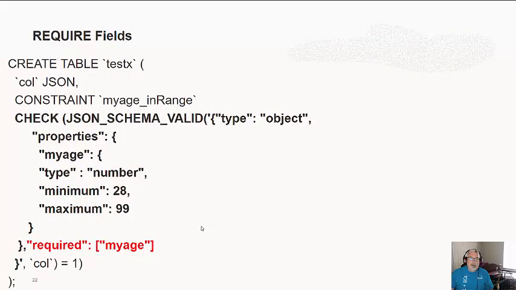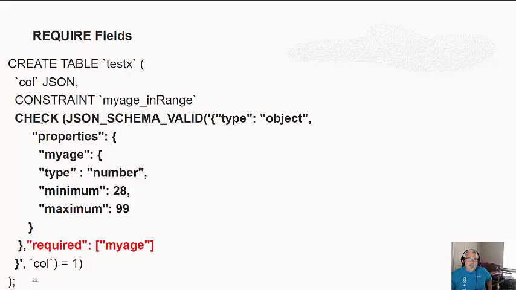Now, if you want a required field, all you have to do is add another property saying this is required and give the key that you want to have required. Now, this is in a constraint check. So in here, we're creating a table. We have a column named COL, very creative there, Dave, of type JSON. And we're saying, okay, we're going to have a constraint, and we're going to call it myAge in range. By the way, when you create constraints, I recommend giving them a name. Otherwise, you get constraint number 4 failed. Well, what's constraint number 4? That doesn't give you an obvious clue.